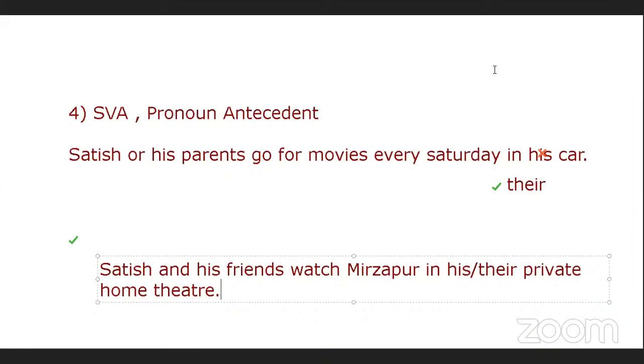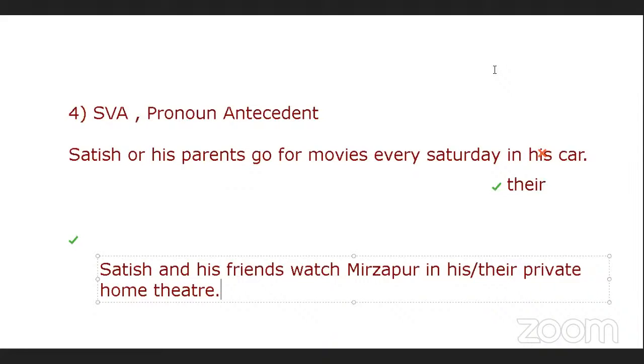Those who have said his have thought, अरे private theater तो एक ही बंदे का रहेगा शायद, तो his रहेगा, या फिर सतीश उसके फ्रेंड्स के साथ है and Satish's friends are with him, so maybe they are in his house, so उसका, that's why we are putting his. Don't have to think all those things, guys. Okay, in grammar it's very simple, just go with the rules.